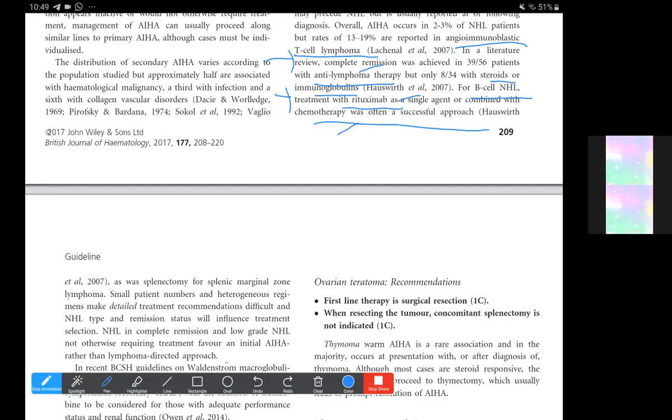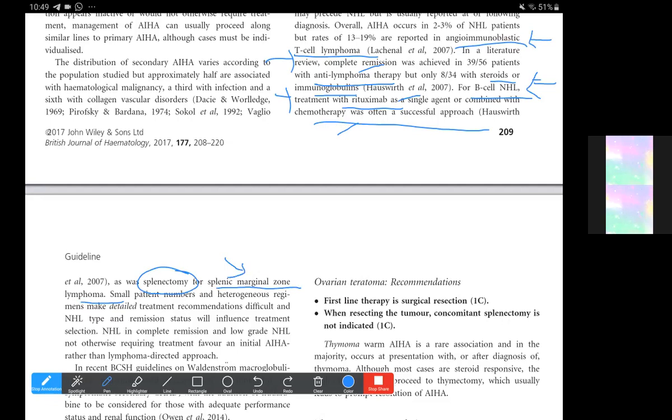But sometimes they also needed to add the steroids and IVIG along with the anti-lymphoma therapy as well. And for splenic marginal zone lymphoma, splenectomy was also used. So these are all the associations. If we have angioimmunoblastic T-cell lymphomas, we could cure it with the anti-lymphoma therapy or steroids and immunoglobulins. With B-cell NHL, we could cure it with single agent rituximab or in some cases with combined chemotherapy. And for splenic marginal zone lymphomas, splenectomy is a very successful approach.